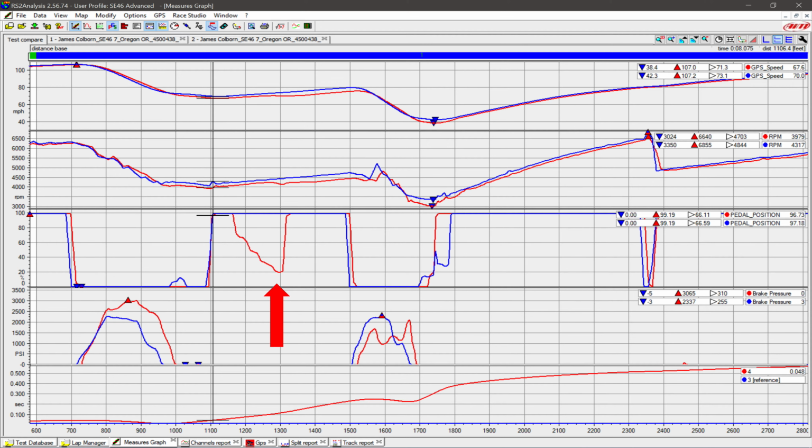Now we can look at why that's been caused, and we can actually look at the previous corner, and we can see that the red trace has held the brake a lot longer, and so that transition between brake to throttle is a lot smaller, and so it may have resulted in the car moving around. We can look at that. We may even be able to look at a video, which we'll look at a bit later on.